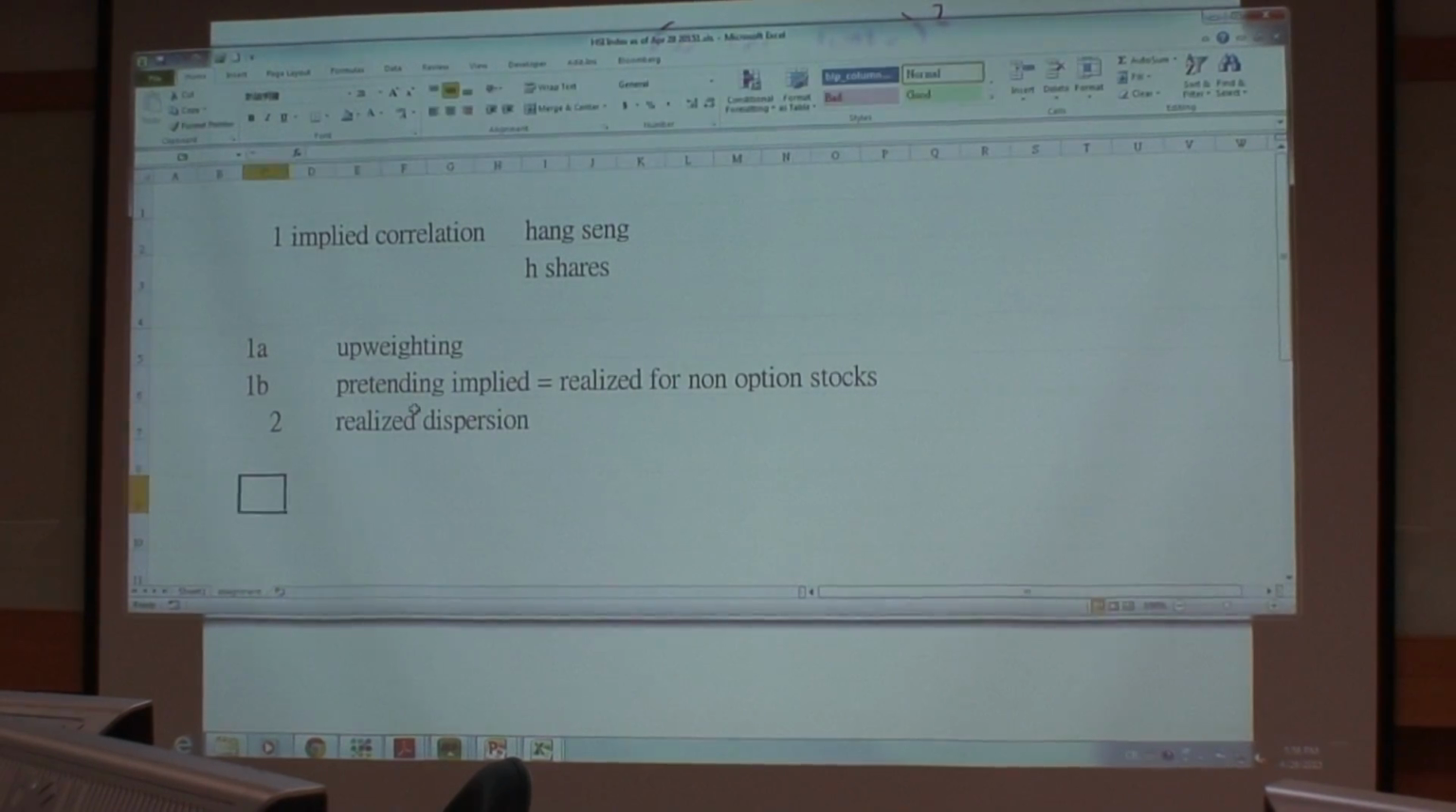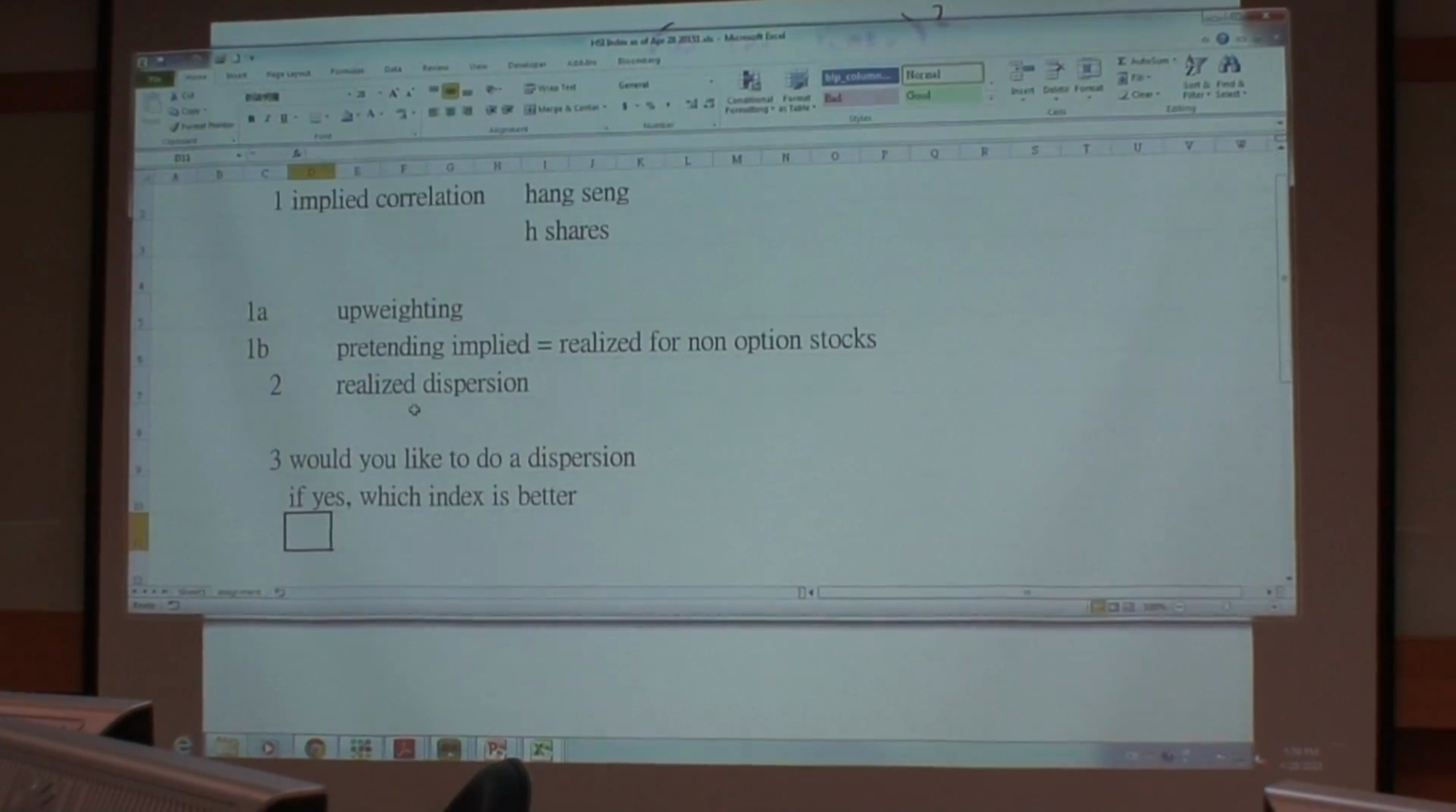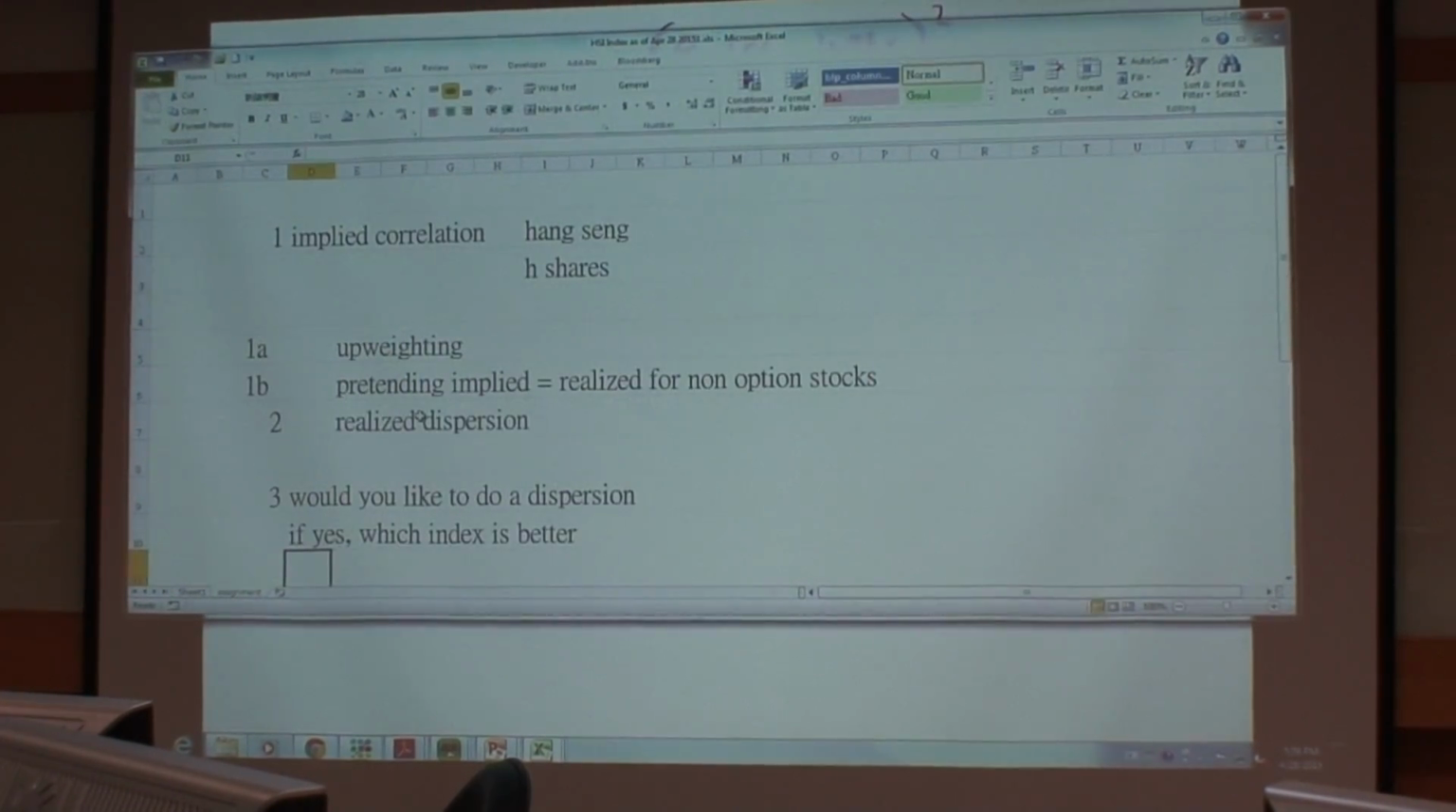So that brings us to 3. Would you like to do a dispersion? And if yes, which index is better? So this is going to be the assignment. Now you notice that by doing that spreadsheet, I actually already provided you quite a lot of information, making the assignment quite a bit smaller.